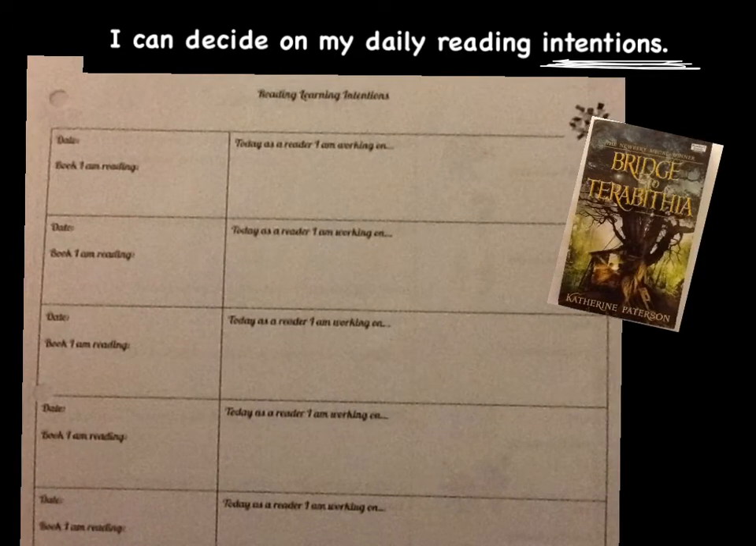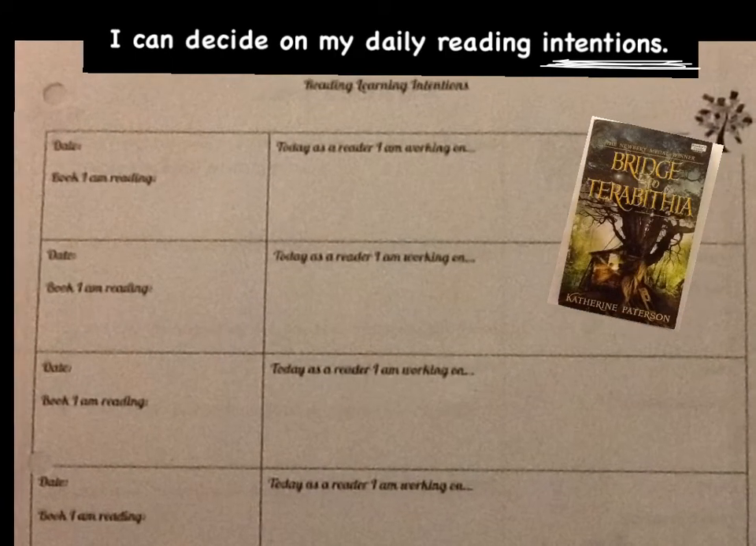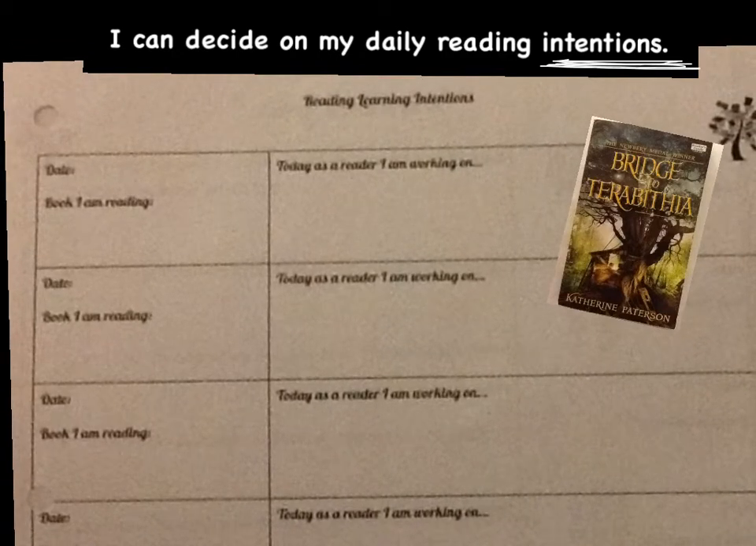To do that, we all have sheets that we will be getting today called our Reading Learning Intentions. On that sheet, it has a box that we're filling out every day. So today, we would be looking at this box, and on each day, we would write the date. Today is 9/9, so I'm going to write that up here. The book I am reading today, and I have that over here, is Bridge to Terabithia, so I would write that out.